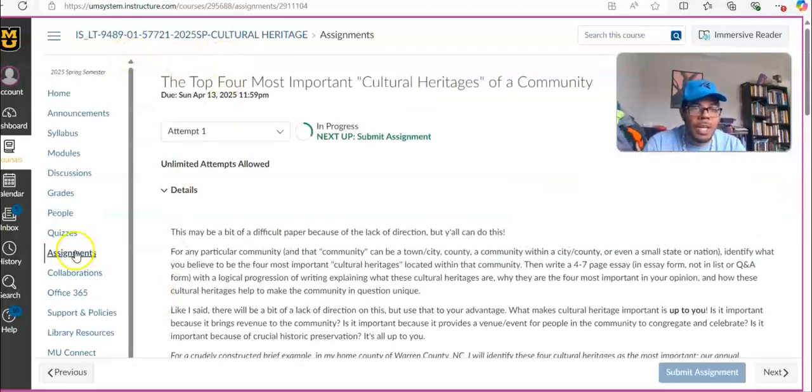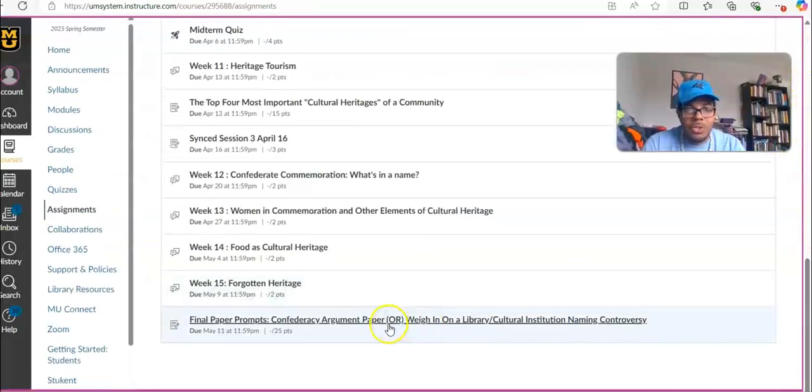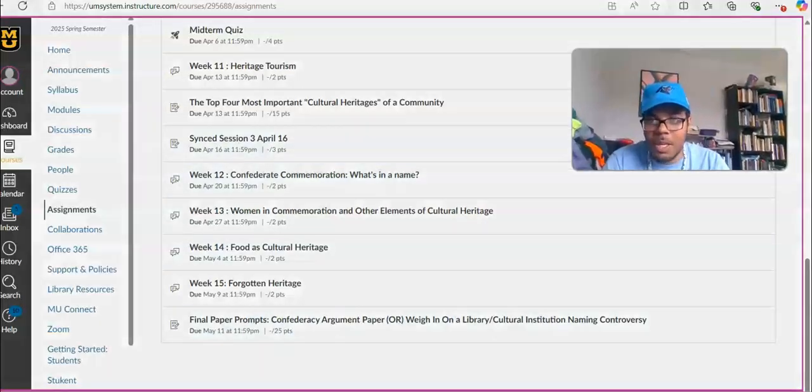And then finally, and I will elaborate more on this as well, I actually want you all to consider. So there is a final paper, a Confederacy argumentation paper, or you can weigh in on a library or cultural institution naming controversy. And again, we'll get back into that a little later, closer to when that's due, and it's not due until May the 11th.